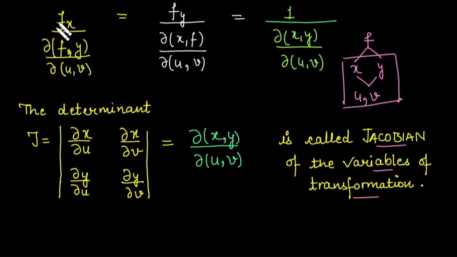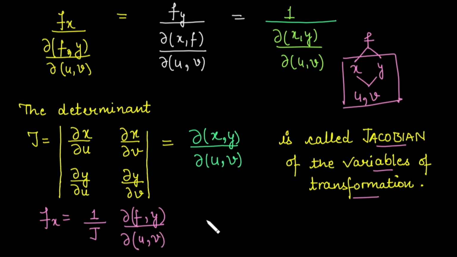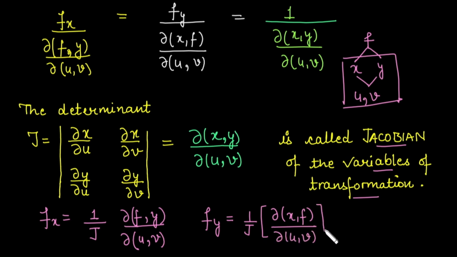From here, we have the partial derivative of the function with respect to x equal to 1 by this term, which can be represented by J as a Jacobian, into the partial derivative of function comma y divided by partial of uv. Similarly, we can write the partial derivative of the function with respect to y, that is equal to 1 by J, partial of x, f divided by partial of uv. This is also written as 1 by J.